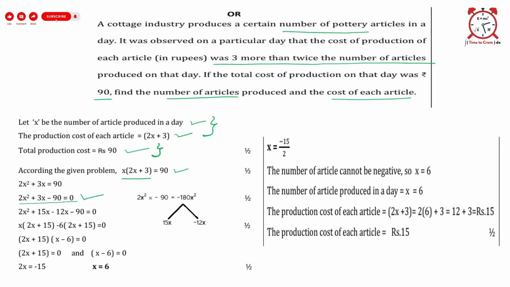If we solve this quadratic equation, then we will have two values, x equal to 6 and x equal to minus 15 by 2. Minus 15 by 2 is not possible here because it is a negative value, and we have supposed x for the number of articles. So the number of articles cannot be negative. So x equal to 6, the number of articles produced in a day. Let us put this value in 2x plus 3, then it will give the cost of each article. So this is our second answer: rupees 15 is the cost of each article.